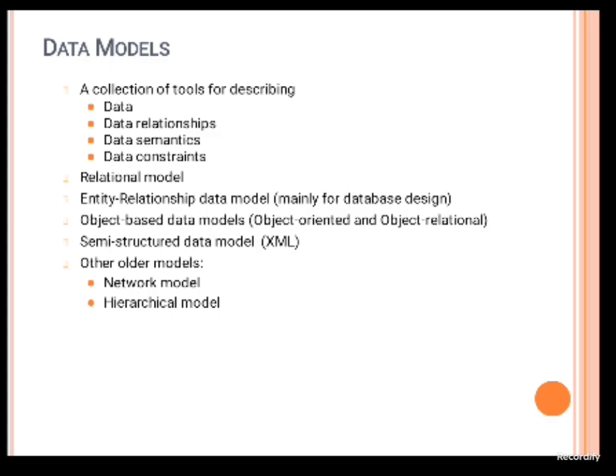Another model is the ER model, entity relationship model, which is mainly used during database design to represent the entities and relationships graphically. We also have object-oriented and object relational models which support objects similar to object-oriented programming. Another important model is the semi-structured data model, commonly used for XML documents. Older models include the network model and the hierarchical model, but nowadays they are rarely used in modern applications. Among all these, the relational model is the most widely used because it is simple, efficient, and easy to understand.